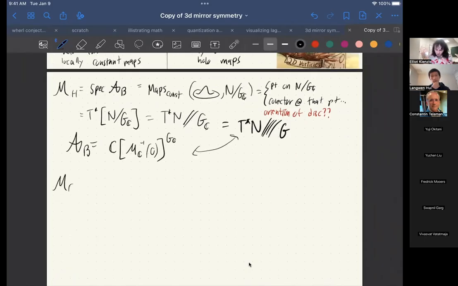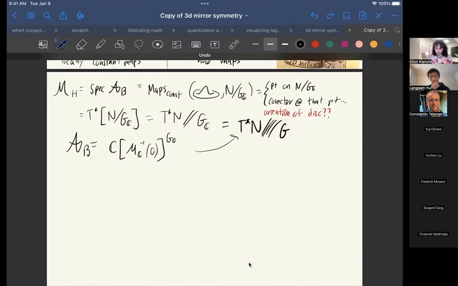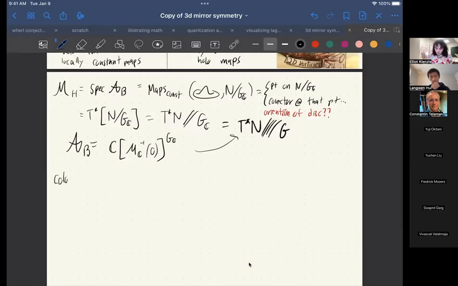Let's talk about the Coulomb branch. Coulomb branch.